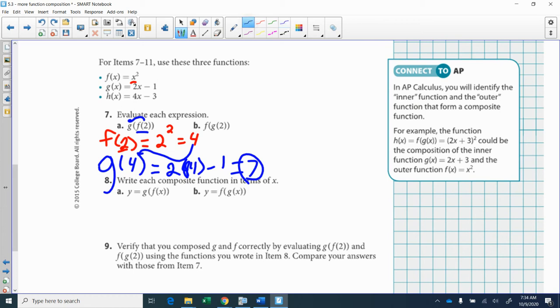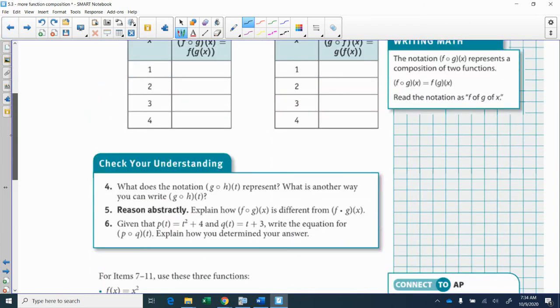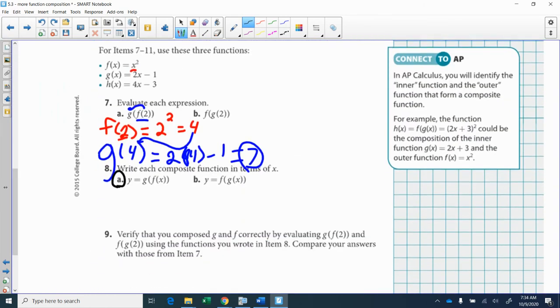Well, let's look at the same type of problem, like 8a here. But let's talk about how it differs. In the first one, I could go step by step and solve it, right? Because we had an actual value in for the x. Well, now I can't do that. I have g of f of x. This is telling me that I'm going to take the f of x equation and plug it into the g.